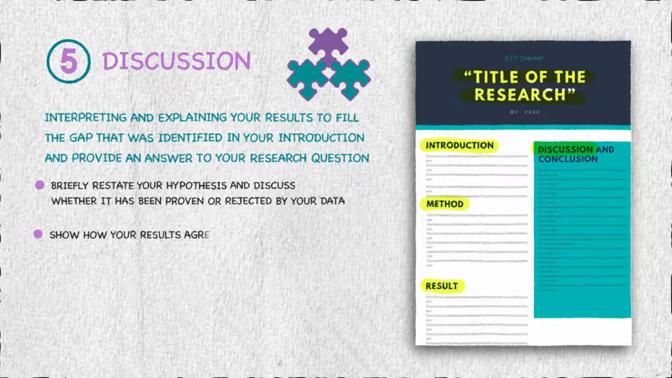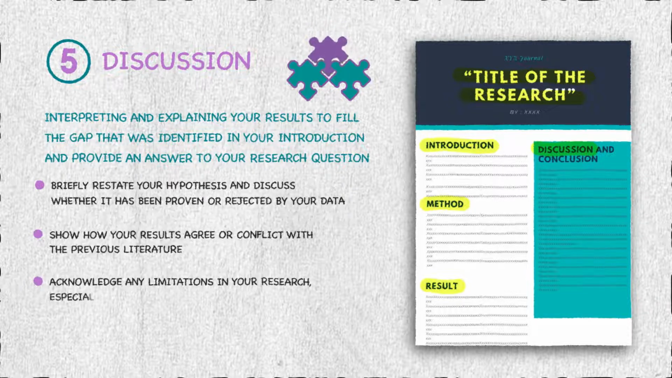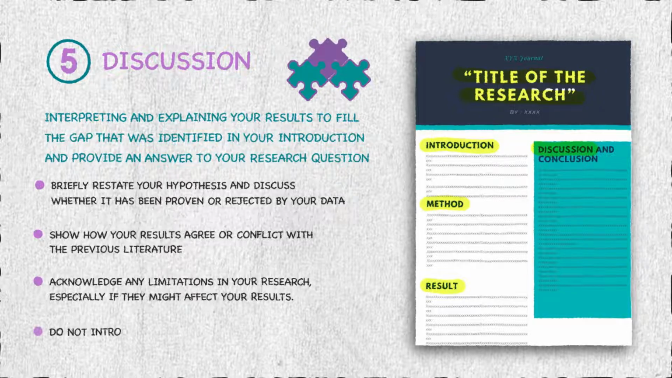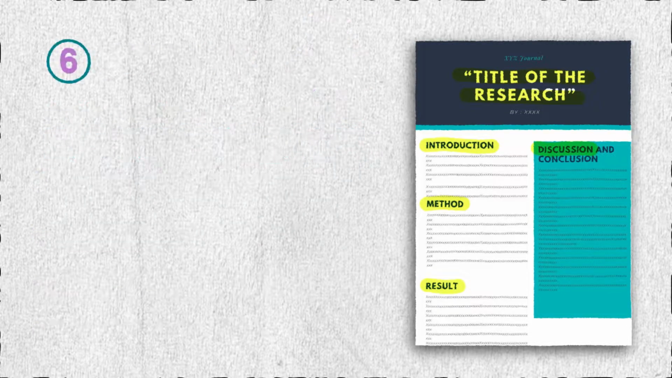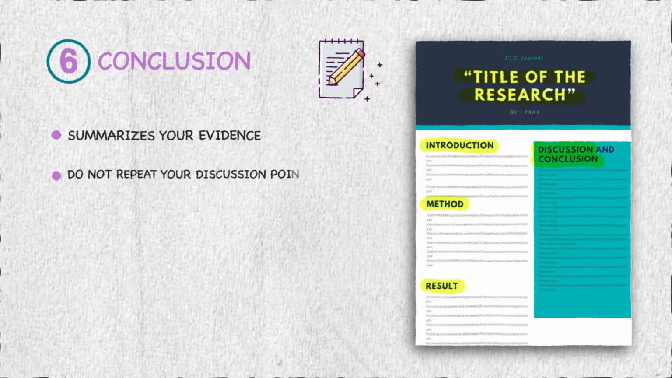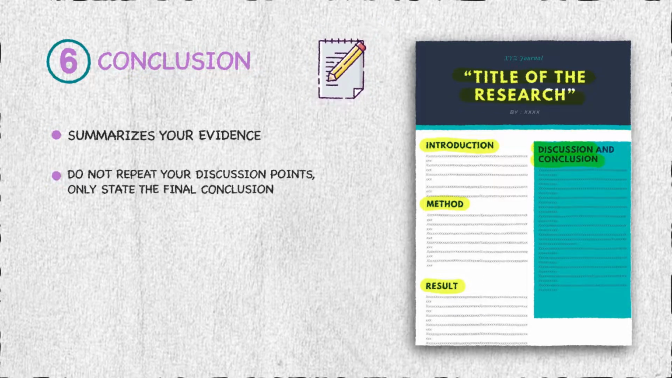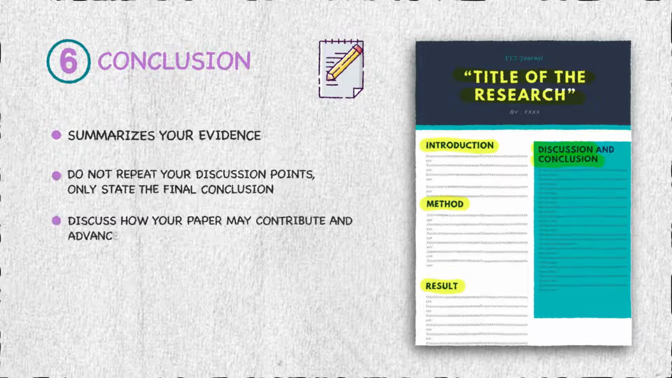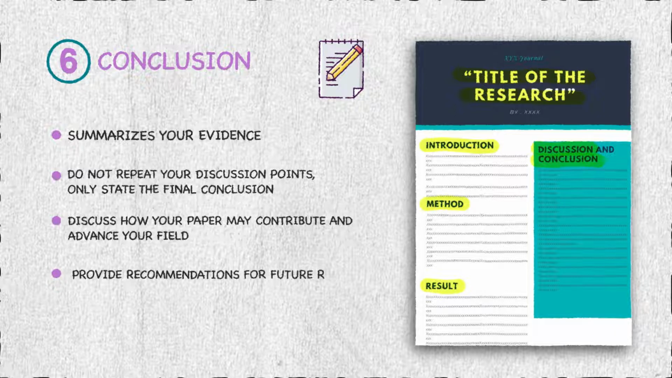Show how the results agree or conflict with the previous literature, and acknowledge any limitation in your research, especially if they might affect your results, and do not introduce any new results or ideas. In the conclusion part, you can summarize your evidence, but do not repeat your discussion points. Only state the final conclusion. Discuss how your paper may contribute or advance your field, and provide recommendations for future research.